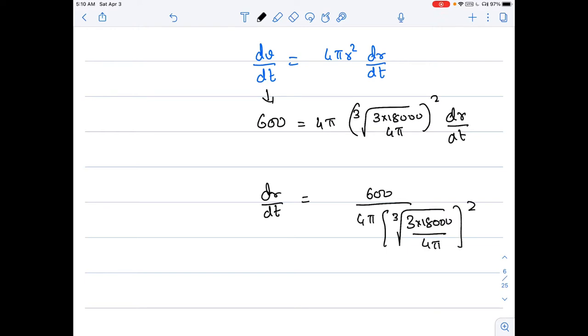Okay, so I go back in the calculator and change that one. It is 600 divided by 4 pi times the cube root of 3 times 18,000 divided by 4 pi, and its whole square. If I use the full calculator display, then only will I get, in three significant figures, 0.181. So you have to be very much careful. Use the full calculator display for the calculations. Don't use three significant figures.